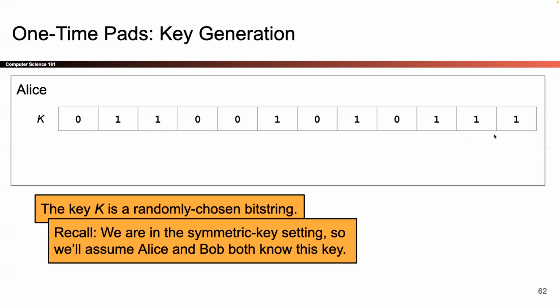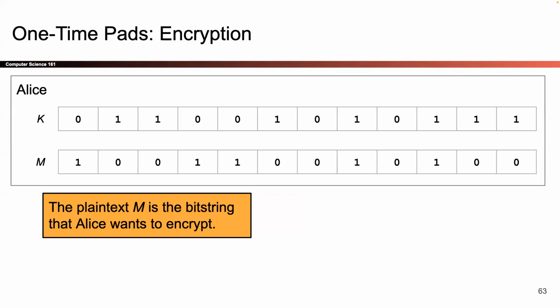We did it over and over again. We got this long string of 0s and 1s. That's totally random. Could have been anything. Okay. Next, we have to come up with, how do you encrypt messages?